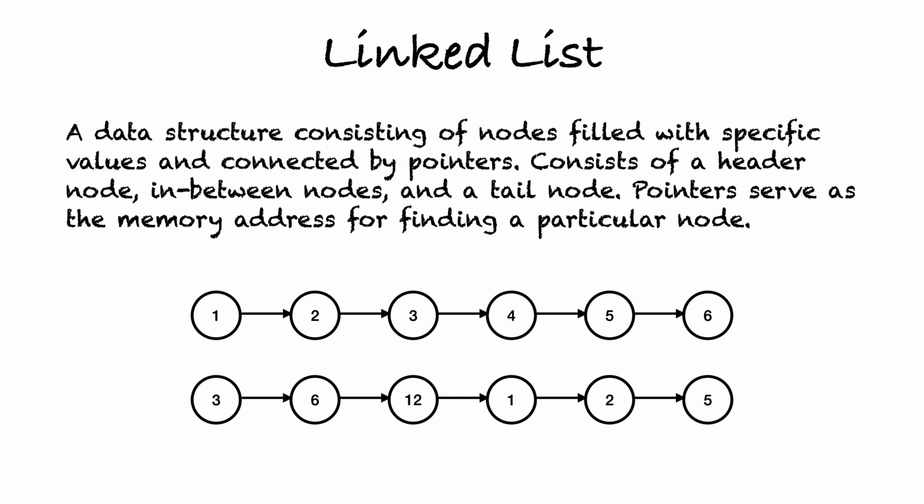To go into linked list, a linked list is a data structure that consists of nodes filled with specific values and connected by pointers, and it follows a sequence. There's a header node, in-between nodes, and a tail node. The pointers serve as the memory address for finding a particular node of interest, and memory address is a little bit more on the hardware side and will be explained in a future video.